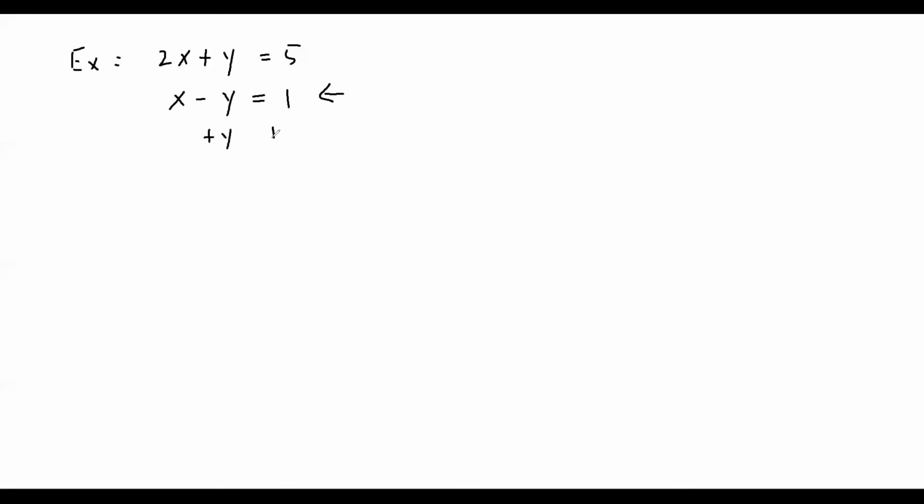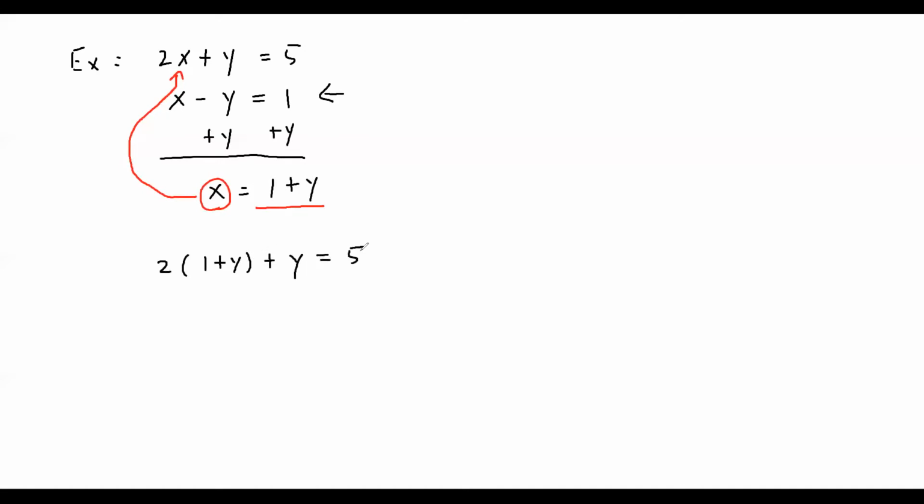Then, if we add y on both sides, we will get x is equal to 1 plus y. So now we are ready to substitute this into the other equation. Since x is equal to 1 plus y, if we substitute into the other equation, we will have 2 times (1 plus y) is equal to 5. And we can distribute the number in. We will get 2 plus 2y plus y equals 5. Group like terms: 2 plus 3y equals 5.